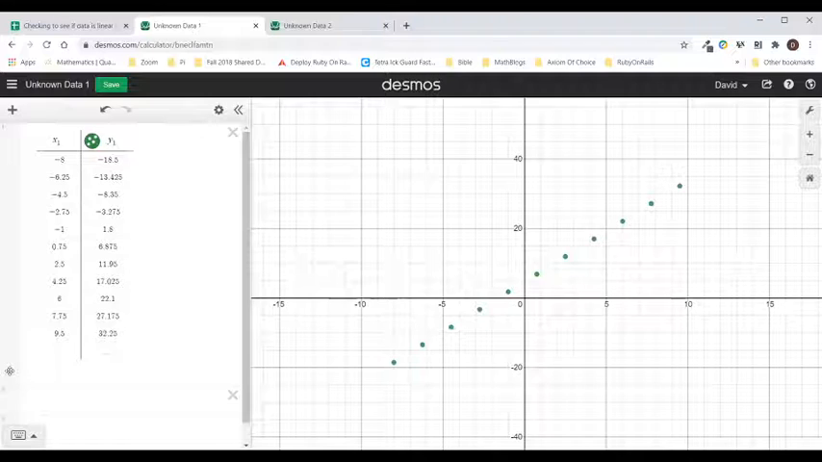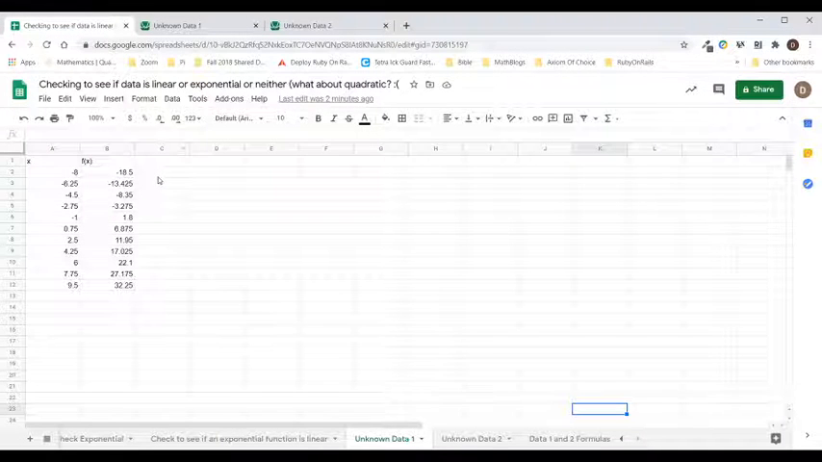And that's not a proof that it's linear. Once we decide that it's probably linear, I'm going to go back to the data and do the things I'm supposed to do to make sure the data is linear. So now I'm going to go back to the data over at Google Docs. And I know how to check to see if data is linear. I'm supposed to look at all the differences.